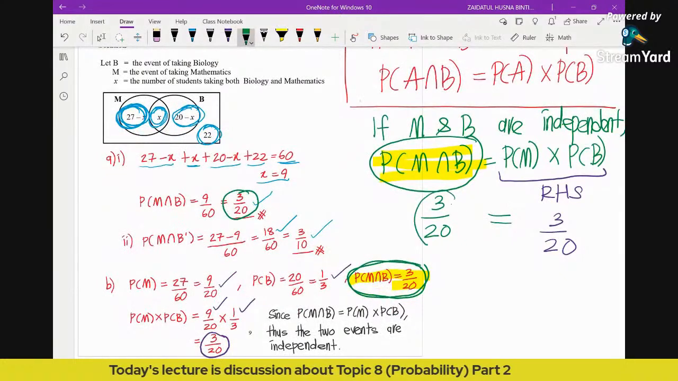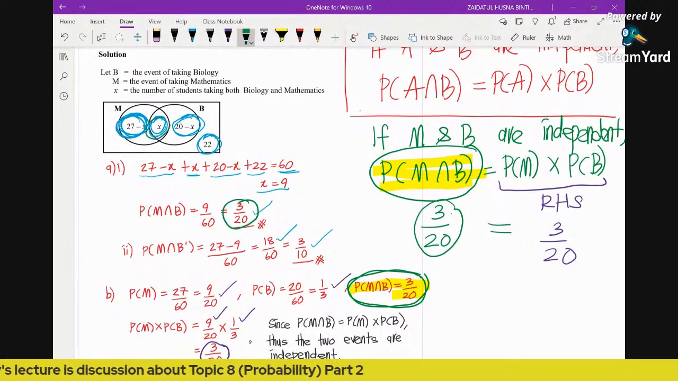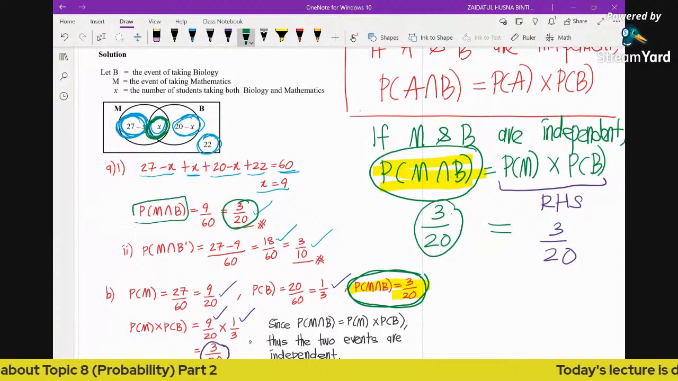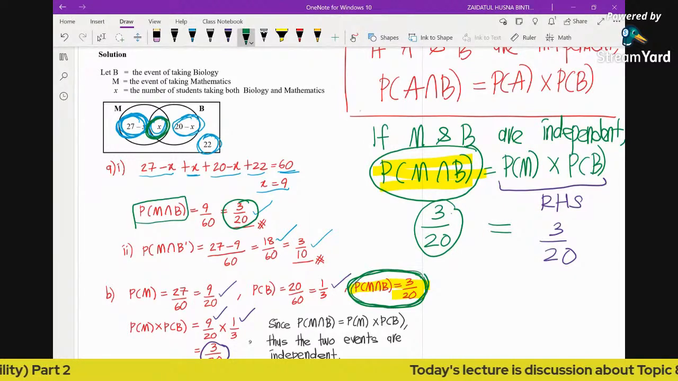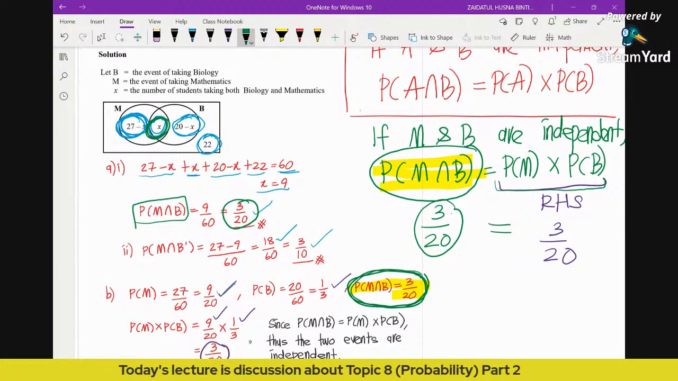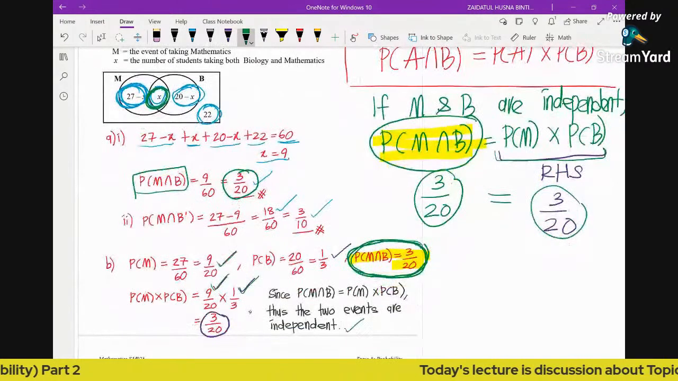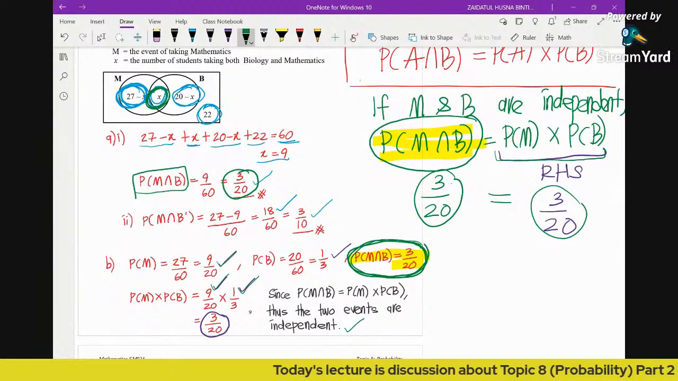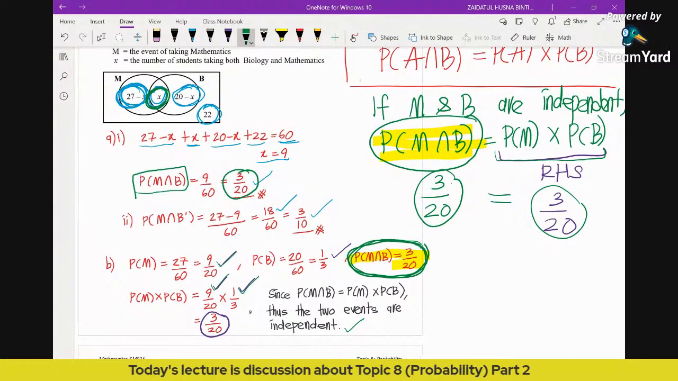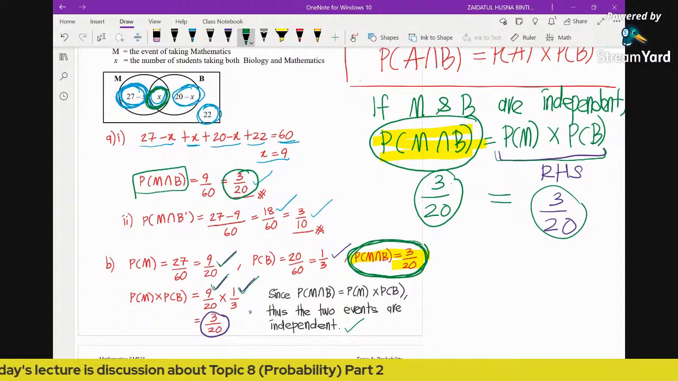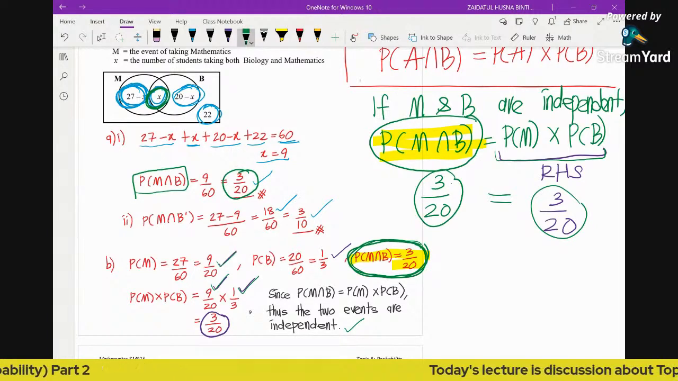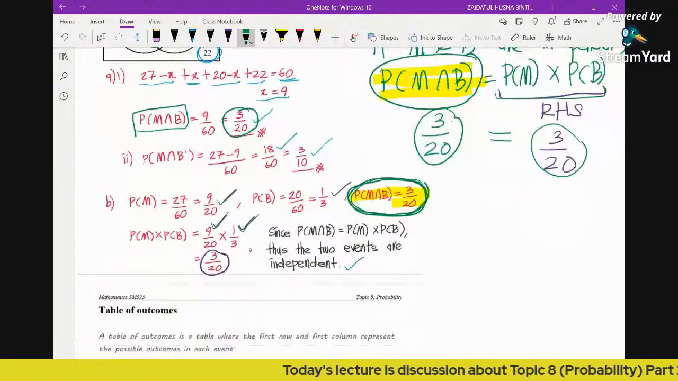How do we obtain this 3 over 20 just now? From the Venn diagram here, X here. This is what we get. So this is the M intersect B from the Venn diagram, while this is P(M) multiplied by P(B) from the product here. So we compare in terms of values, they are equal, so we can say that those two events are independent. Sometimes the question will declare if the events are independent, or sometimes the question will ask you to determine whether they are independent or not. So it's your job to determine whether they are independent or not.